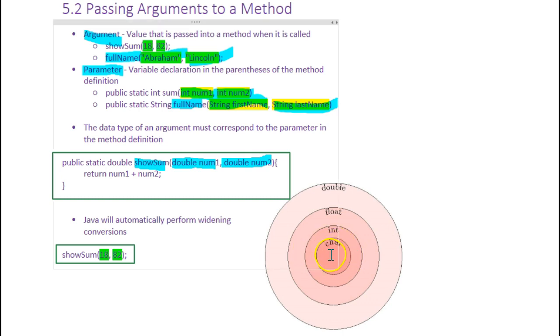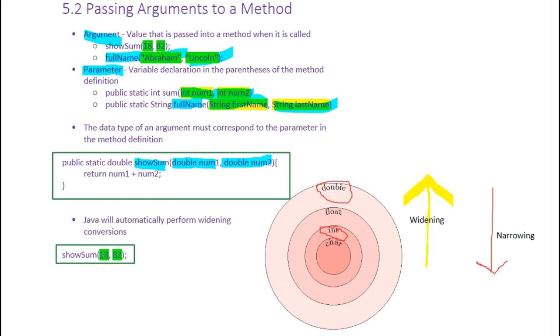However, going from char to int to float to double is possible, and these are known as widening conversions. Java automatically performs widening conversions, but trying to go the other way around, in other words, a narrowing conversion, will cause a compiler error. Therefore, we can pass an int into a method where a double was expected, but we cannot pass a double into a method where an int was expected.